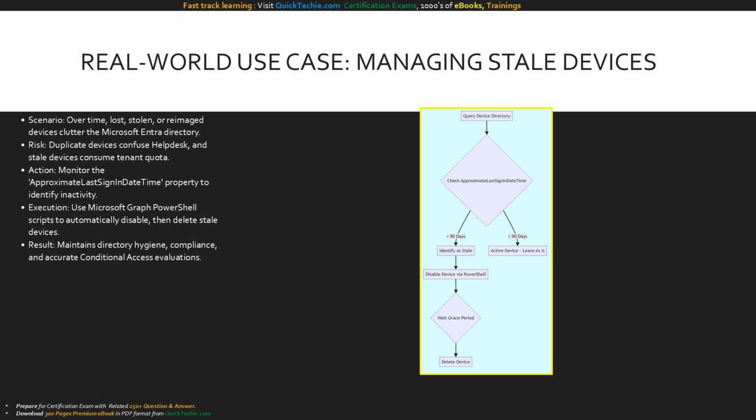This diagram outlines the automated cleanup lifecycle. We start by querying the device directory. We check the approximate last sign-in date time. If it has been less than our threshold, say 90 days, the device is active and we leave it alone. If it exceeds the threshold, it is identified as stale. We first disable the device via PowerShell to prevent access. We wait a predefined grace period just in case it was a mistake, and finally, we delete the device. This keeps your environment fast, clean, and secure.